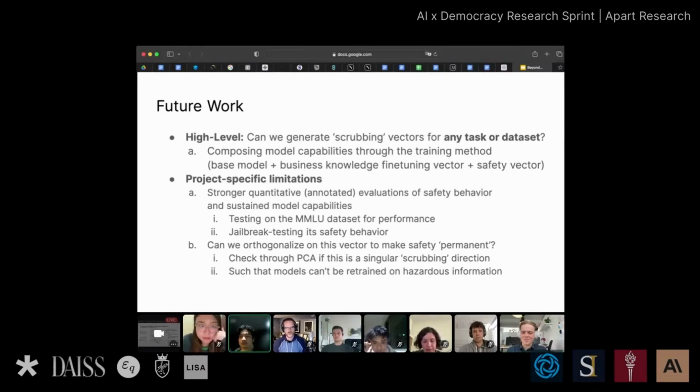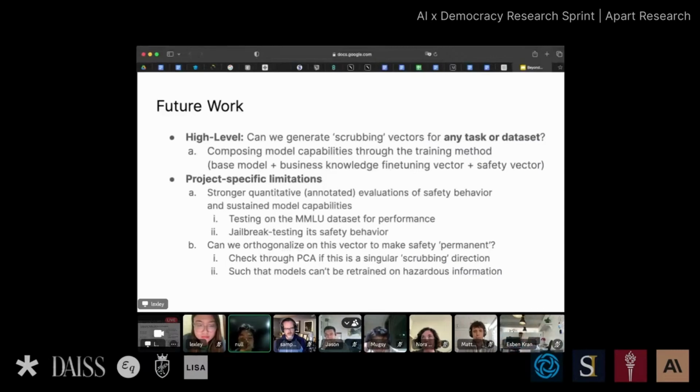So does this mean that when you fine-tune a model, the task itself or the learned activations can be composable? So could you potentially have a base model and then have a business fine-tuning vector added to it, which develops its business capabilities, and then add another safety vector to make it safe? That's a really cool question to find out.